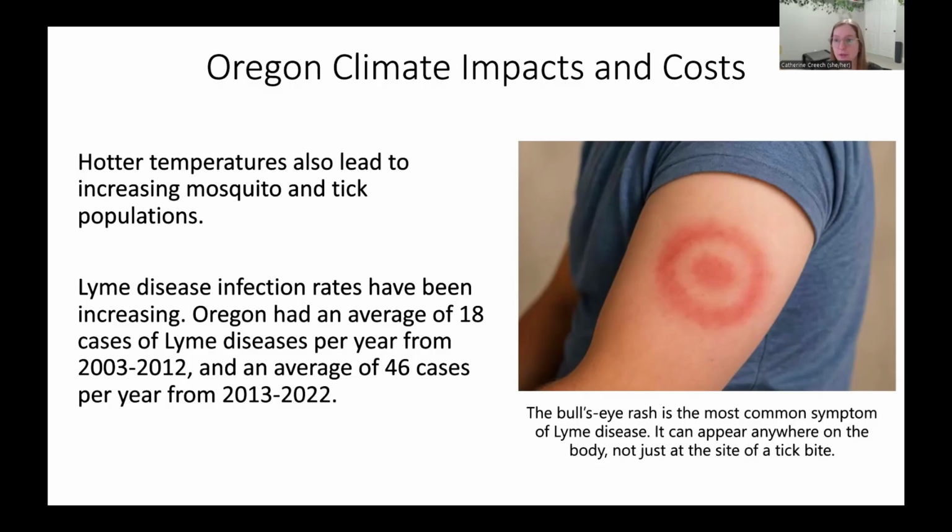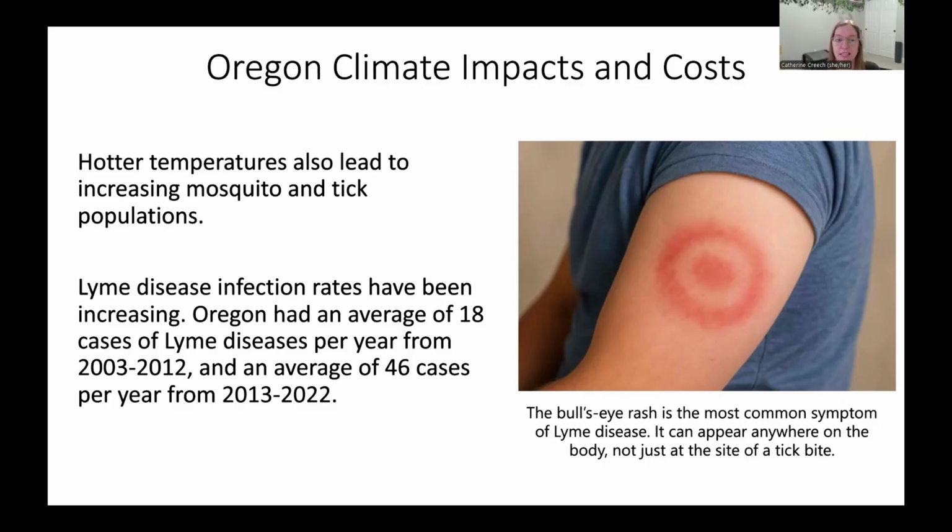I'm using this as an example, but mosquito-borne diseases are increasing too. But for example, Lyme disease infections are increasing in Oregon. Lyme disease is spread by ticks. If you get bit by a tick that has Lyme disease, you'll often see this bullseye rash. And it doesn't always occur where you got bit, so it's not like you got bit right in the center, but it does occur most commonly. You can get Lyme disease without a bullseye rash, but it's one of the indicators that we look for.